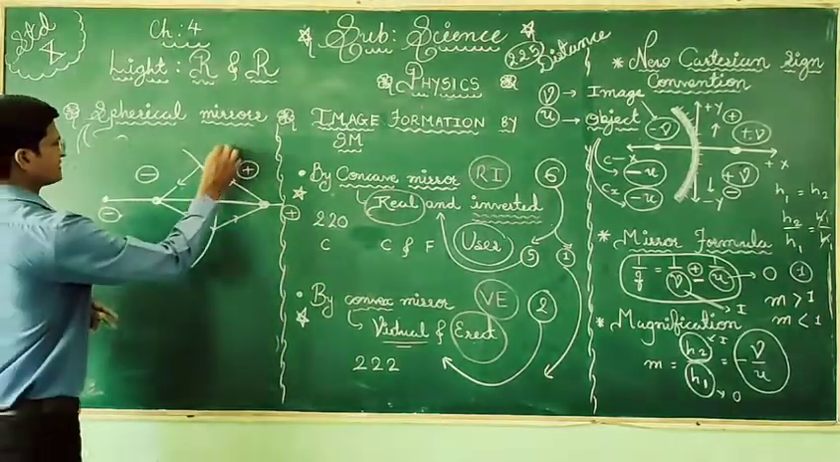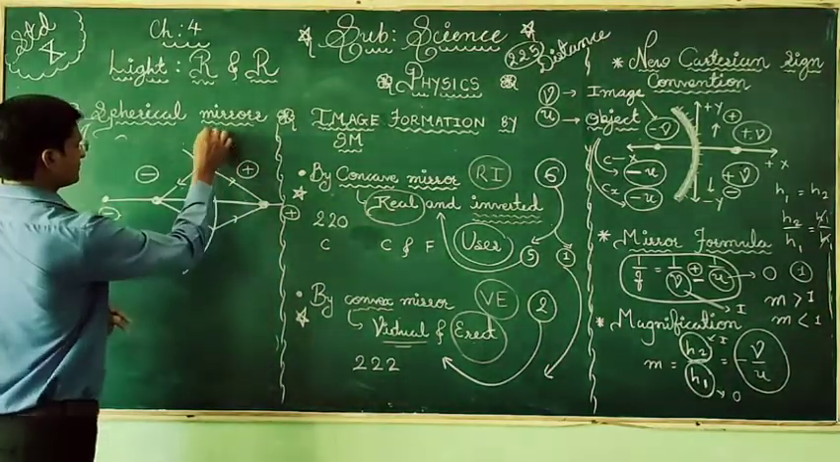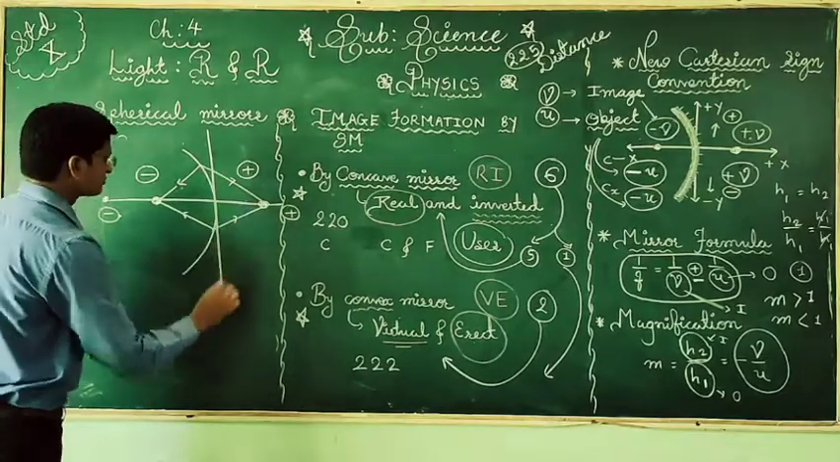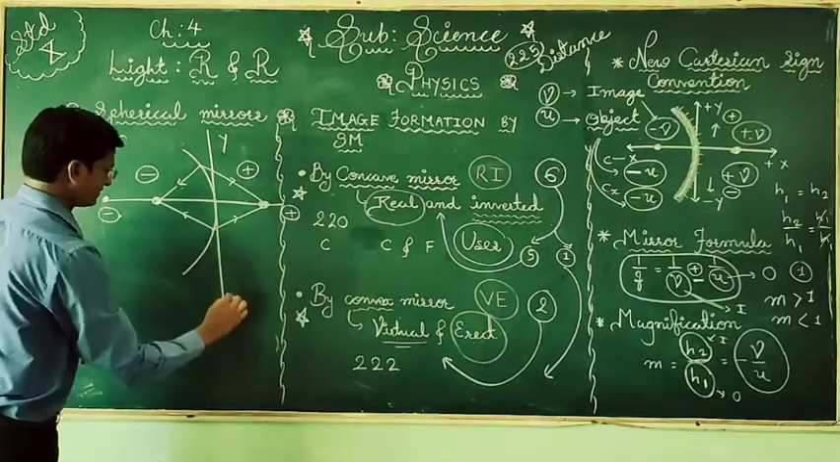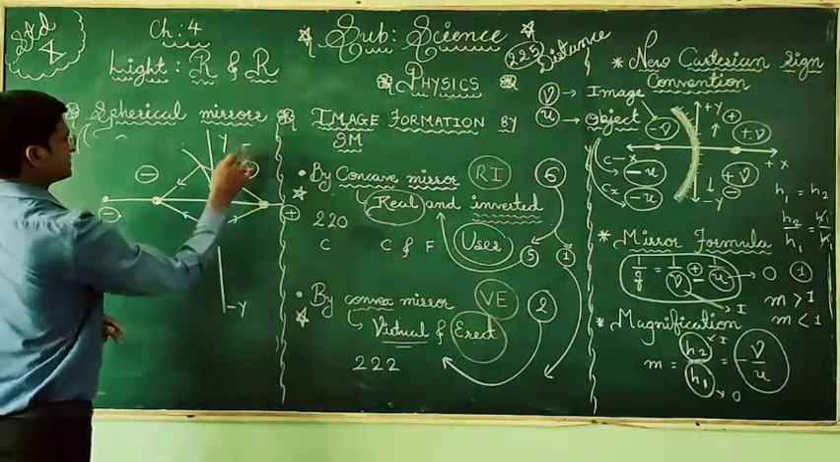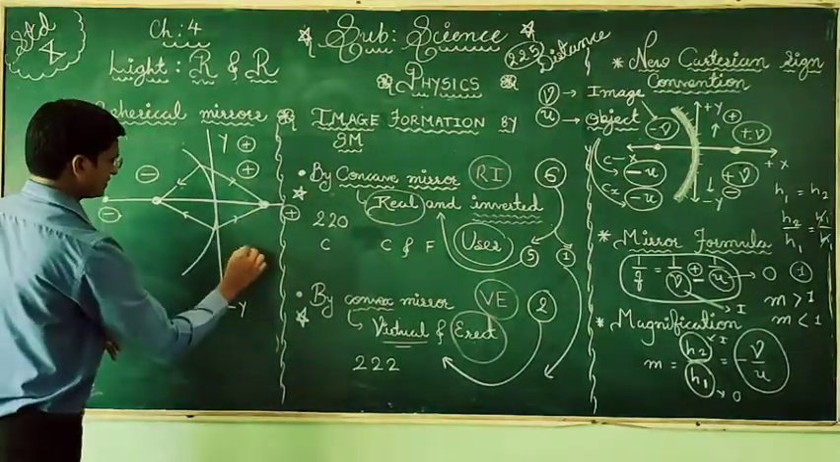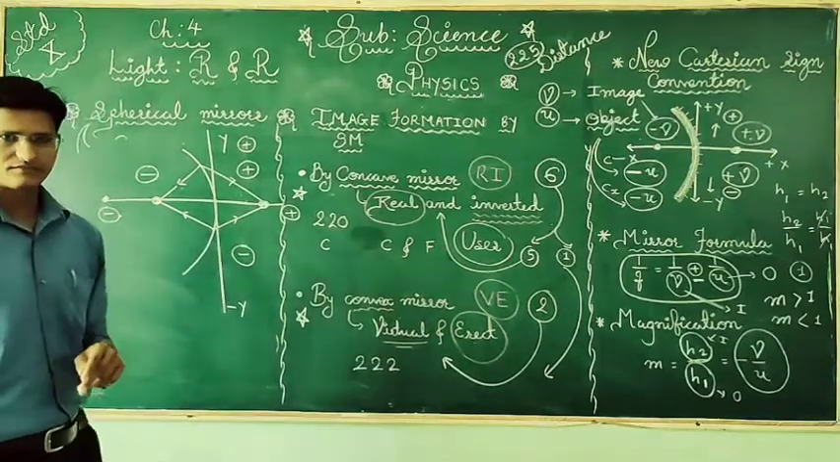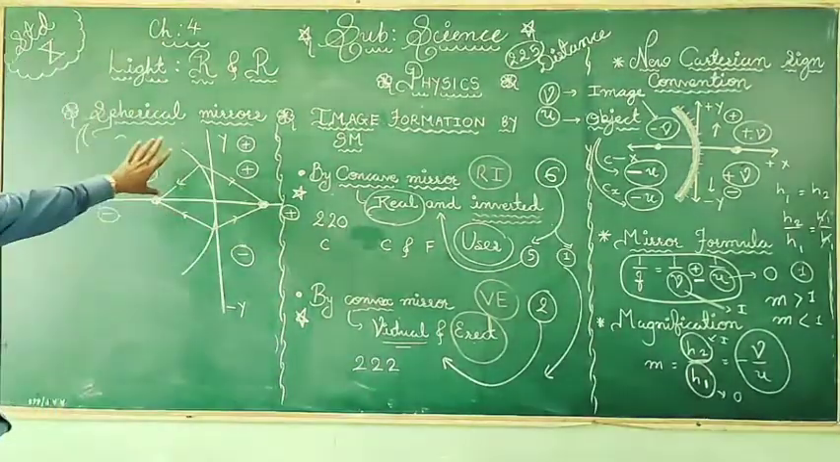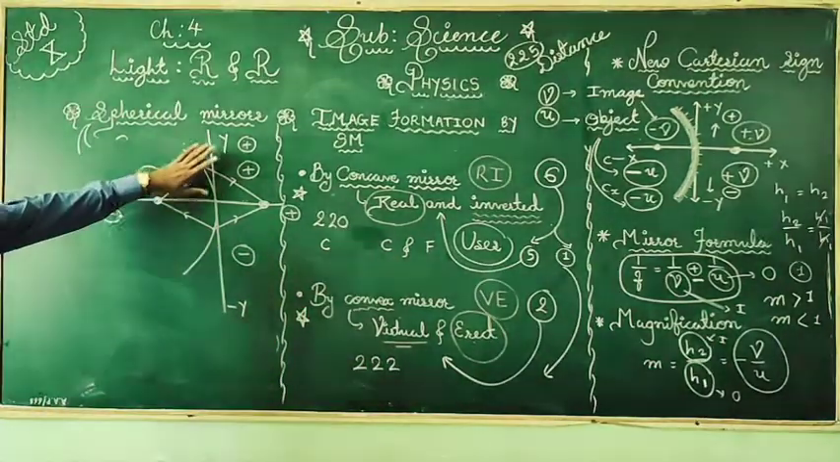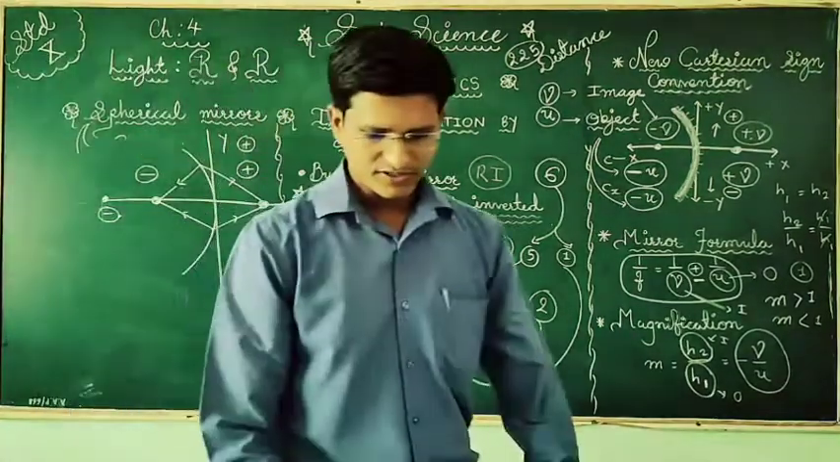The same thing for the distance between them. If it is upward, plus; if it is downward, minus. This is a simple thing. In this way you can understand. So this is about the magnification.